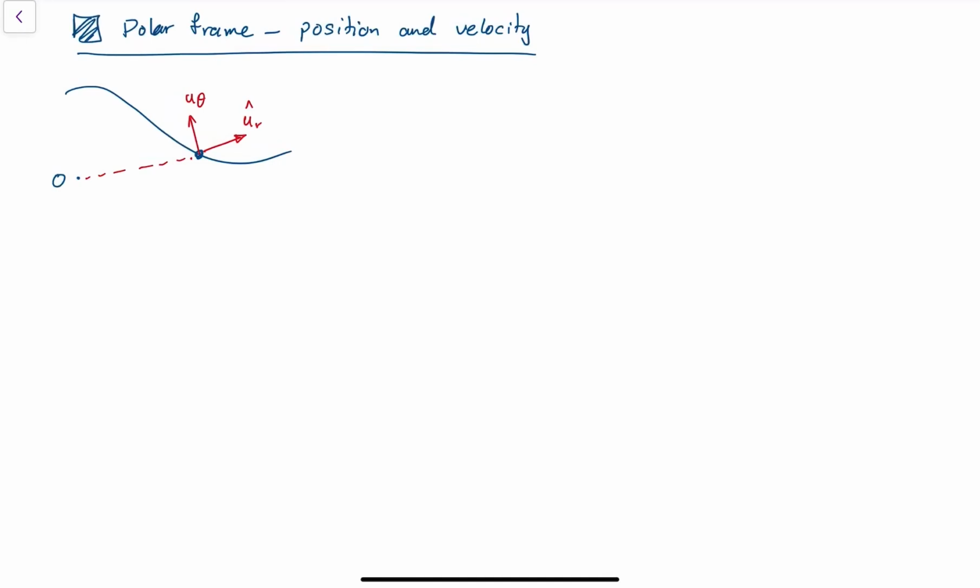All right, so now that we have defined the two axes, the radial and transverse axis, let's go ahead and start defining our position, velocities, and acceleration. In this video, positions and velocities. So position is very easy.